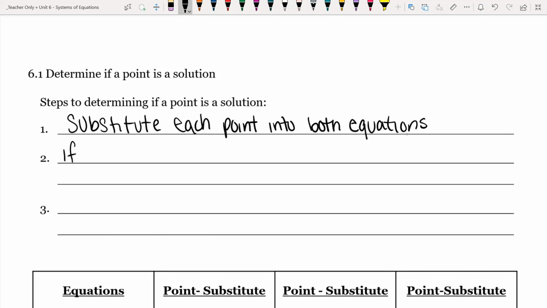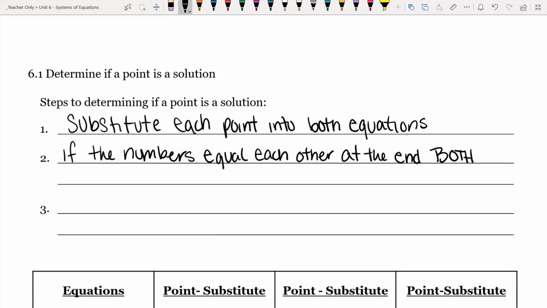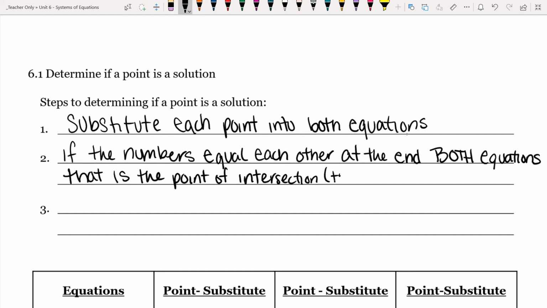After that, once you solve those equations or simplify them, if the numbers equal each other at the end of both equations, and here's the big kicker, it has to be at the end of both equations, that is the point of intersection, aka the answer. So if they're equal, then yes, that point is the point of intersection and it's the answer.